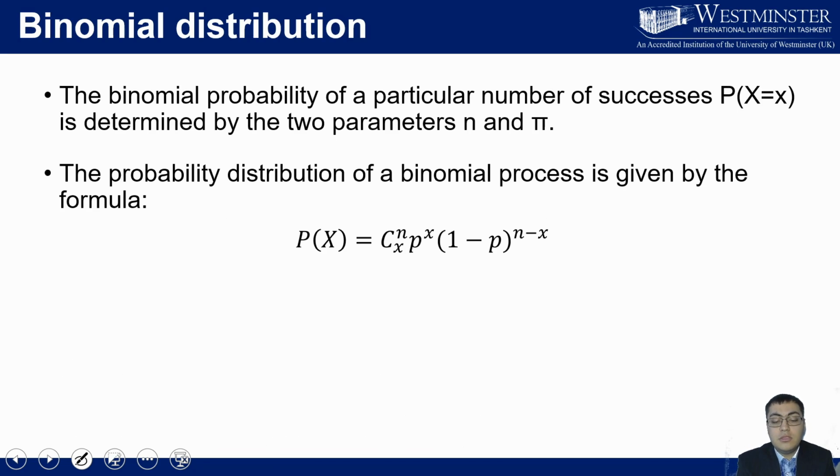And the probability distribution for a binomial process is given by the following formula. So the probability of us getting x successes is equal to n combination x multiplied by the probability of success x number of times multiplied by the probability of failure the rest of the times.